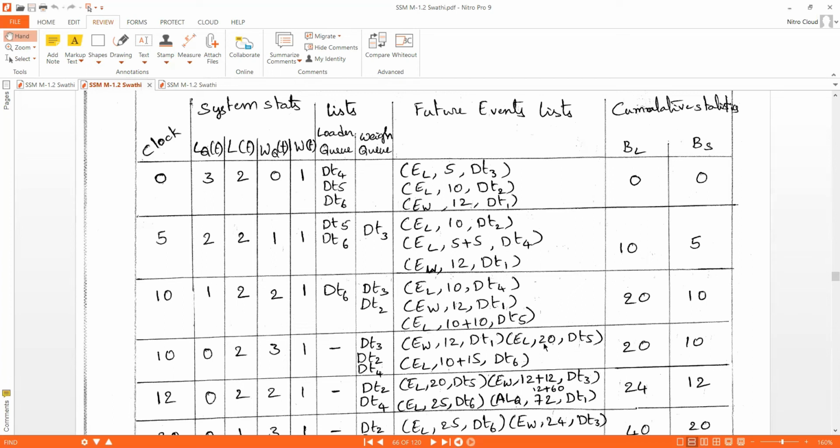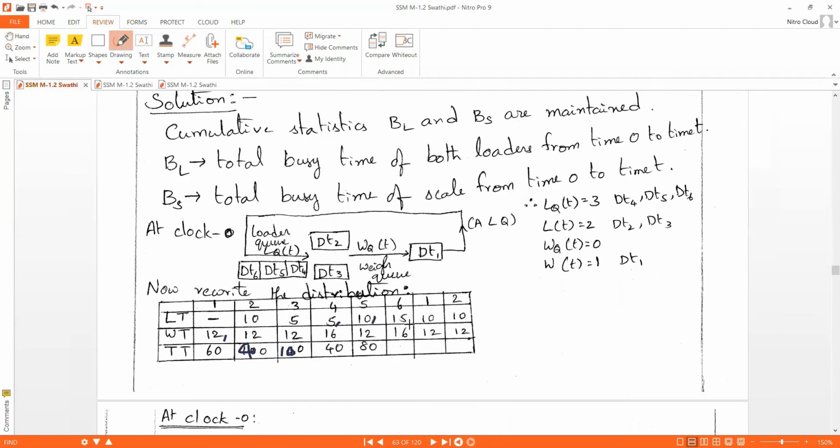Okay, now this event is removed from the future event list, that is the ending loading time of DT4 at simulation clock time 10. We need to add an event for the newly added truck at the loader, which is DT6. What is the DT6 ending loading time? We need to find it. So that we can find from this table.